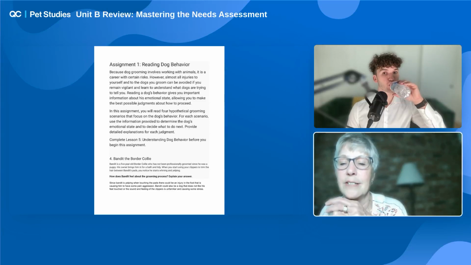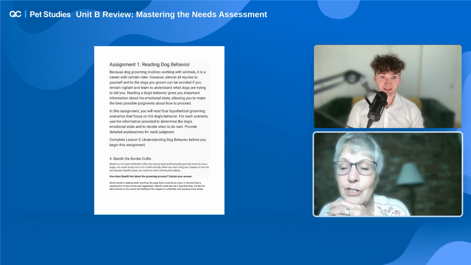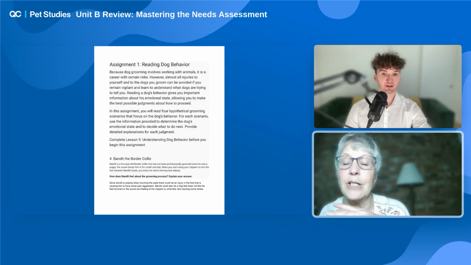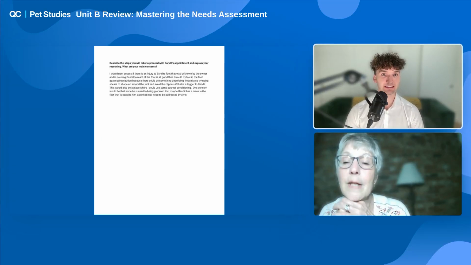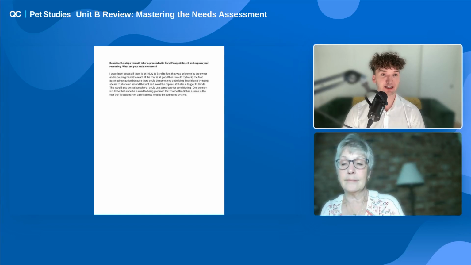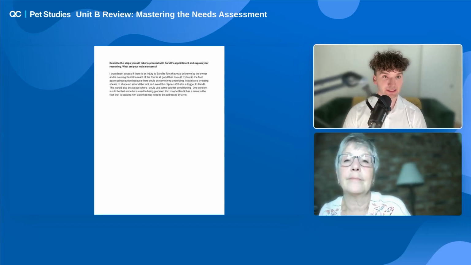So what's her response now, Malcolm? What does she do? That's the next question here. Describe the steps you will take to proceed with Bandit's appointment and explain your reasoning. Okay. So their response is, I would next assess if there is an injury to Bandit's foot that was unknown to the owner and is causing Bandit to react.